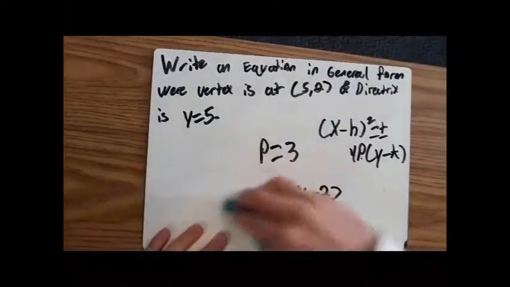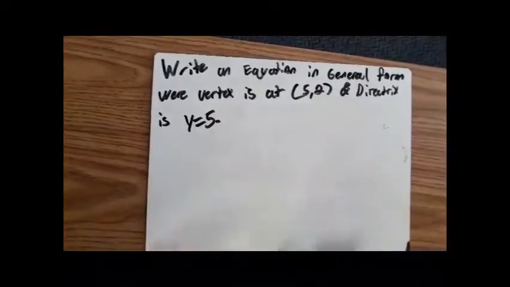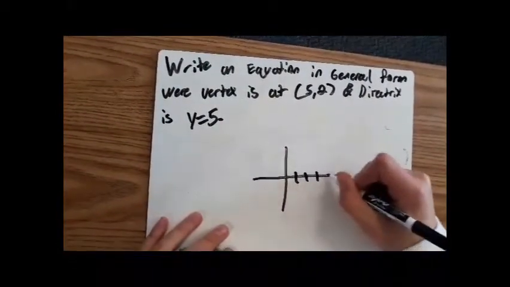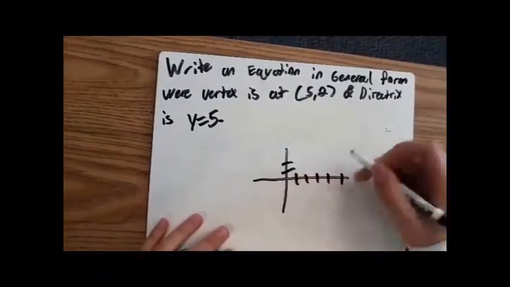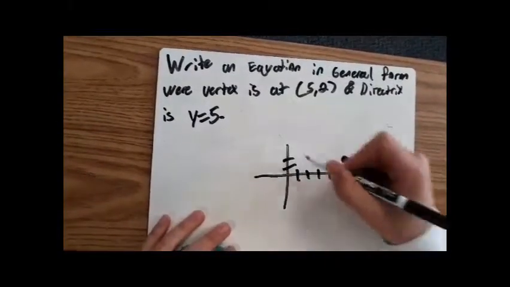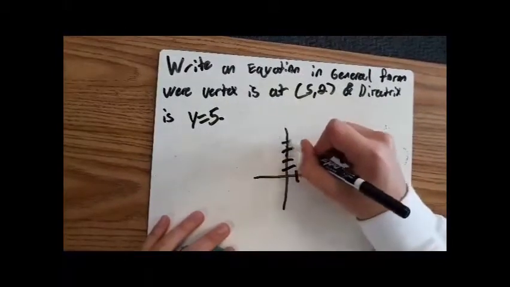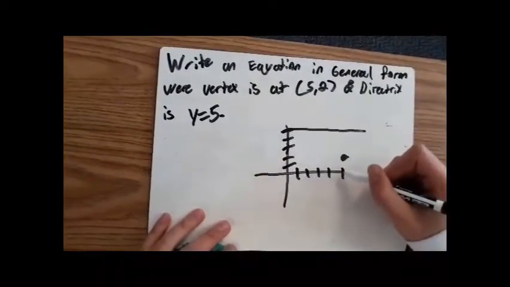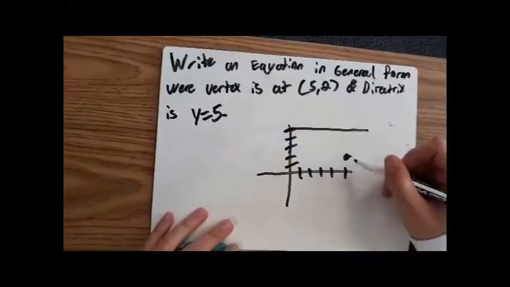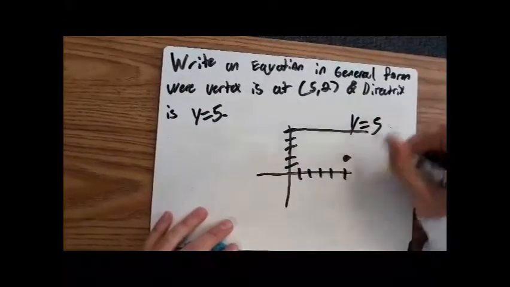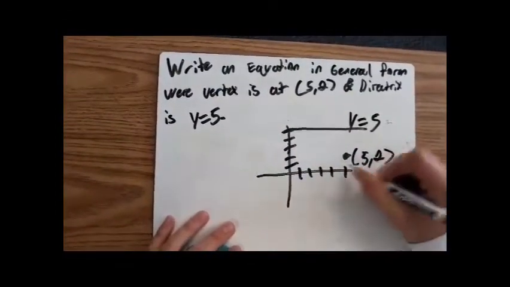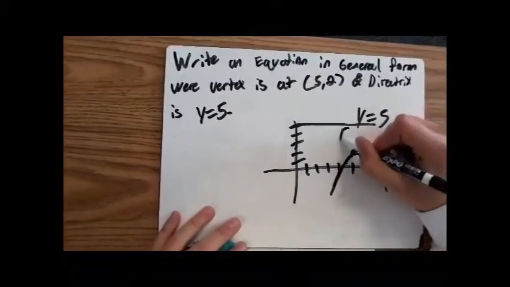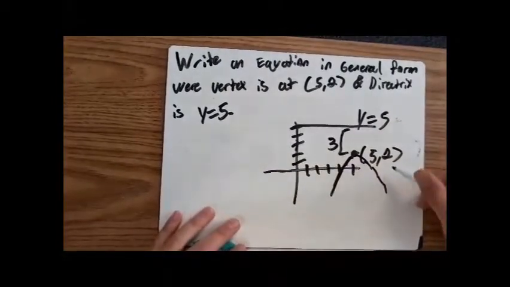And so if we graph this to check ourselves, let's say this is 1, 2, 3, 4, 5, 1, 2. So here's the vertex, and y = 5. So 3, 4, 5. And so here, this graph would be opening down because it opens away from the directrix. So it'd be like this. And this distance, p, is 3, and that'd be it.